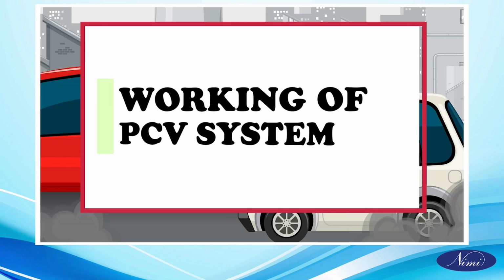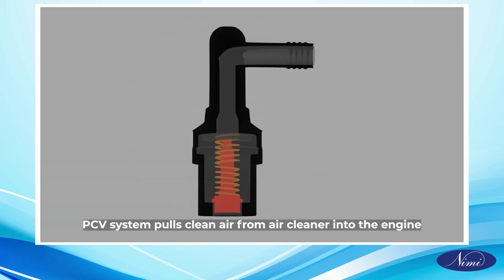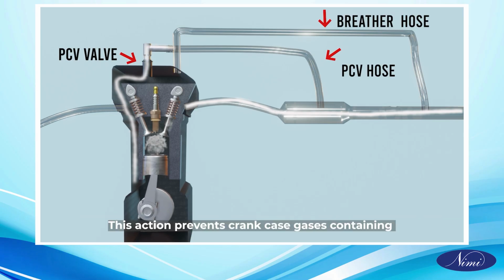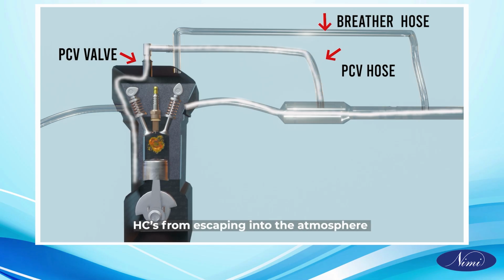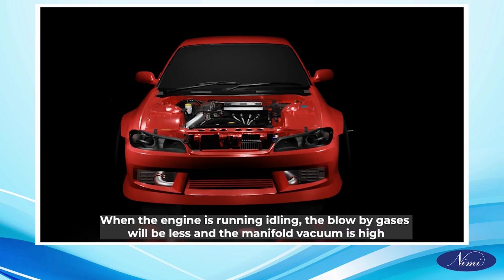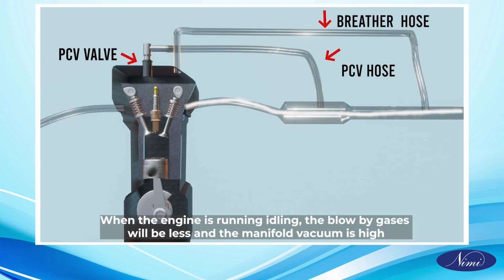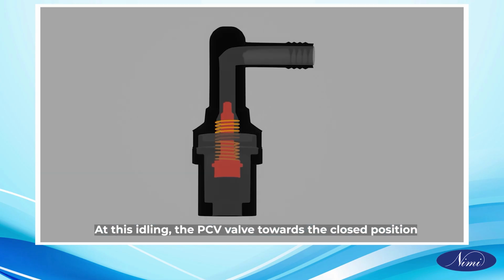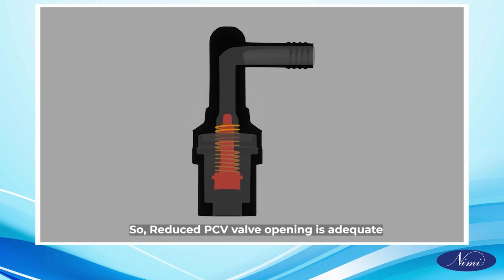Working of the PCV system. The PCV system pulls clean air from the air cleaner into the engine, removes crankcase gases from the engine and directs them into the intake manifold. This action prevents crankcase gases containing HCs from escaping into the atmosphere. When the engine is idling, the blow-by gases will be less and the manifold vacuum is high. At idling, the PCV valve moves towards the closed position. So, reduced PCV valve opening is adequate.